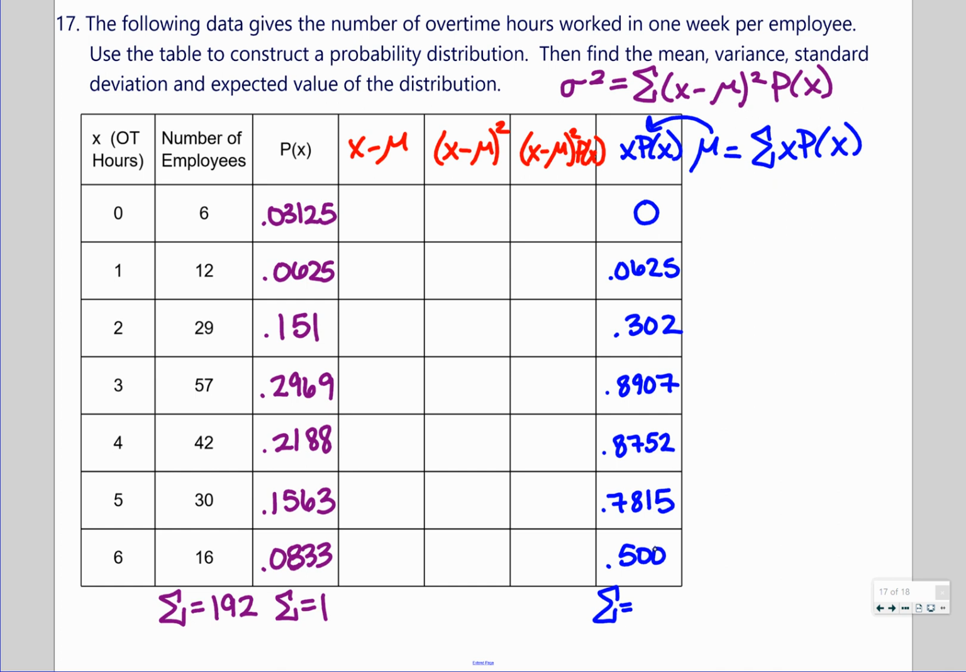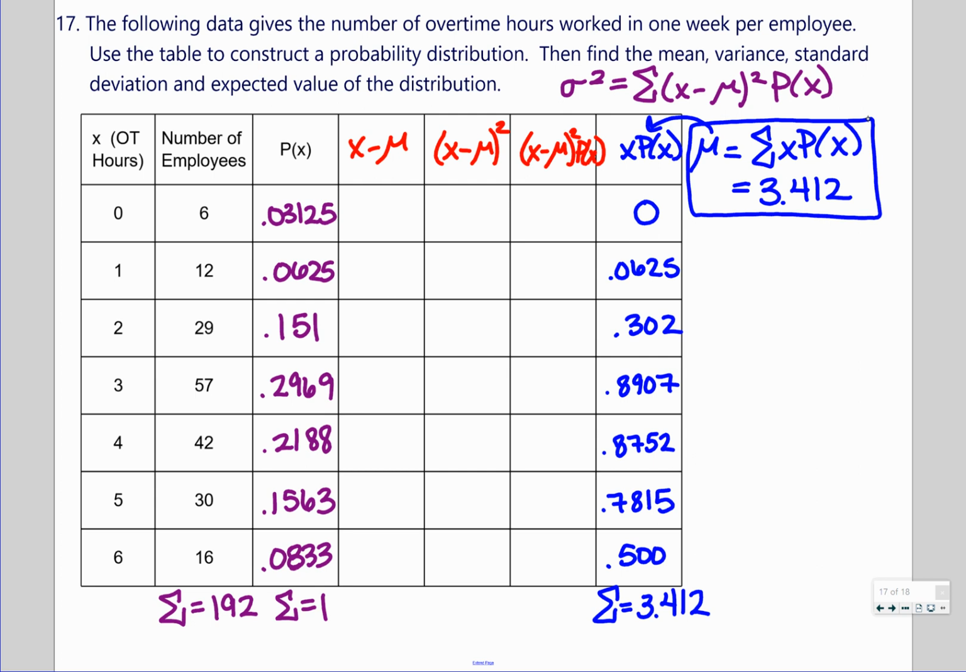Okay, so if we sum all of those up at the bottom, that's going to give us our mean. So 0.03125, 0.0625, 0.302, 0.8907, 0.8752, 0.7815, and 0.5. I get 3.412. Okay, so that's my mean. And that's going to be the first part of my answer. It's one of the first things I'm looking for.